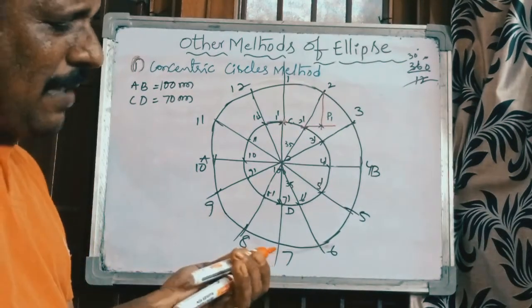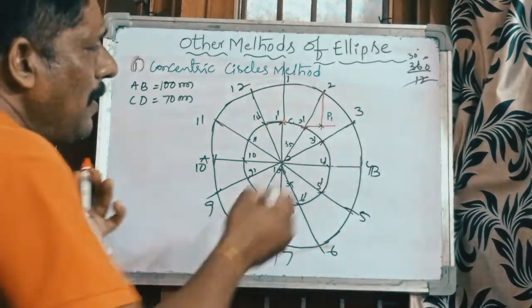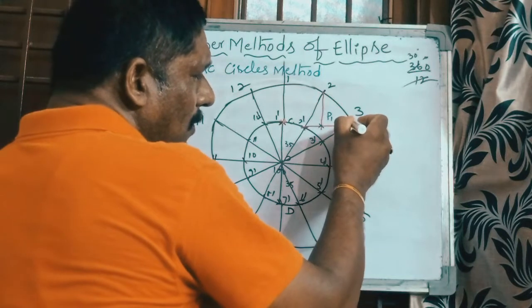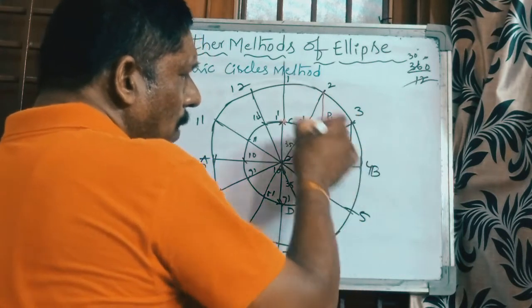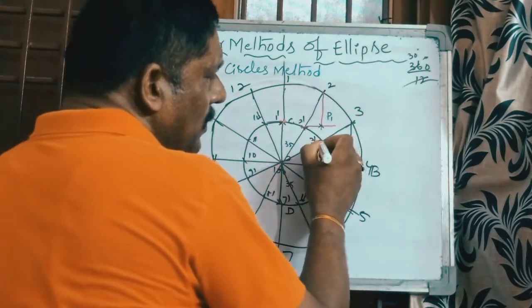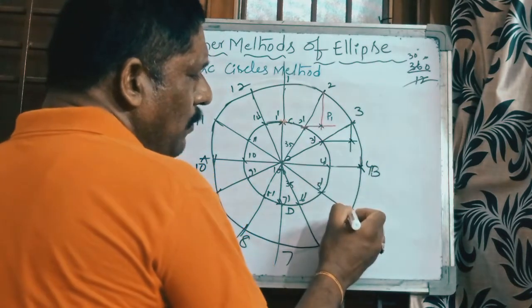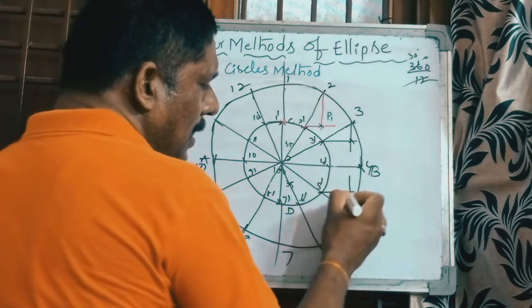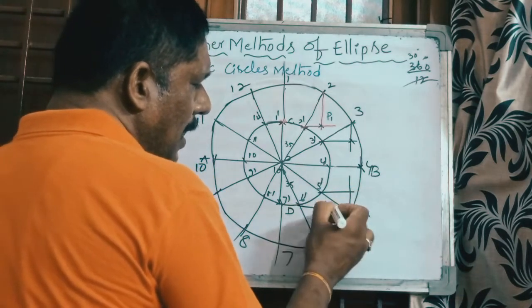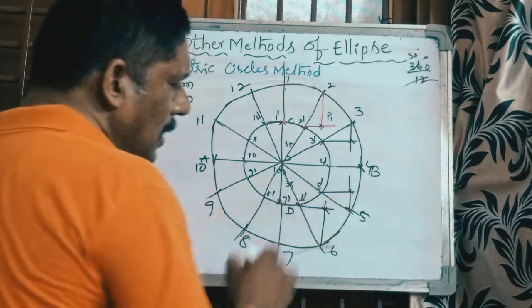In the same manner, from point 3, draw a vertical line. This vertical line should be parallel to the vertical axis line, and from 3 dash draw the horizontal line. So the next point, point 4, you will get here. For the fifth point, draw a vertical line and a horizontal line. You will get another 2 points here.